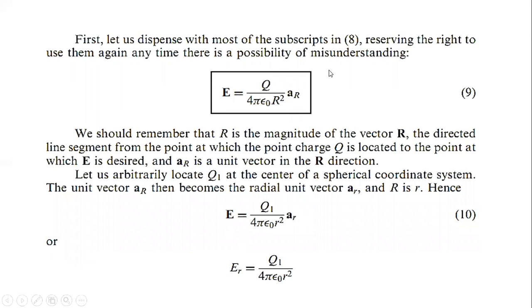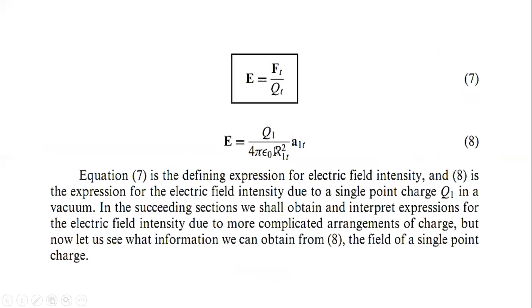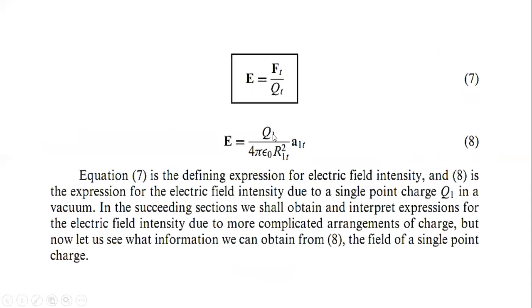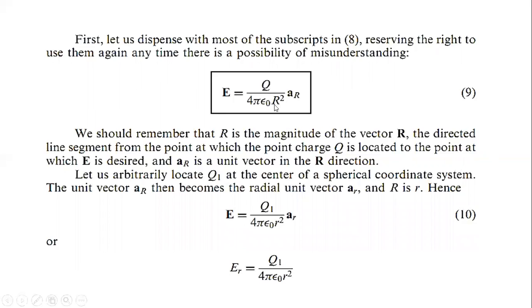So let us first dispense with most of the subscripts and add, reserving the right to use them again anytime there is a possibility of misunderstanding. मतलब अगर हम इस इक्वेशन को देख लें, सो यहाँ पे बहुत सारे सब्सक्रिप्ट्स लिखे हुए हैं, Q1, R1T, A1T, तो इन सब्सक्रिप्ट्स को फिलहाल हम रिमूव कर लेते हैं. So the electric field intensity will be equal to Q divided by 4 pi epsilon naught R square into AR.